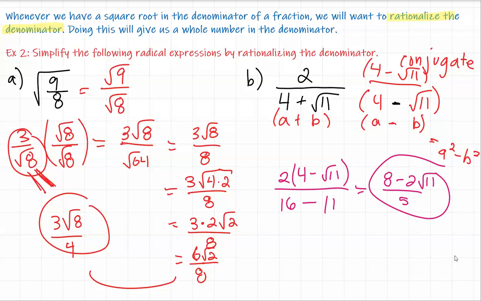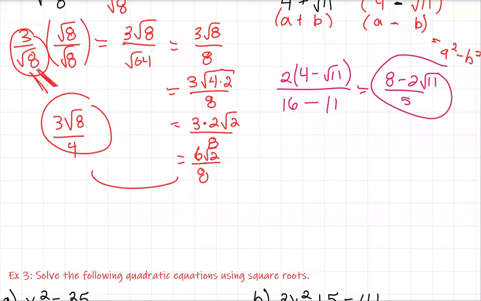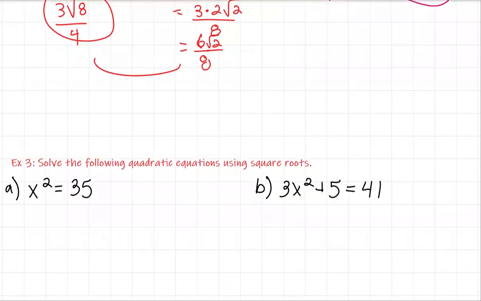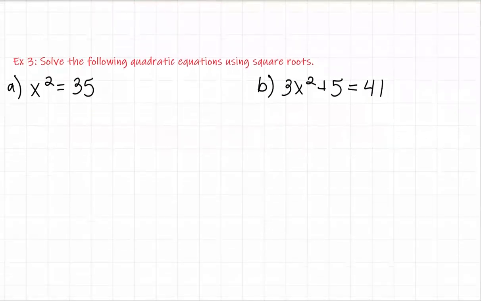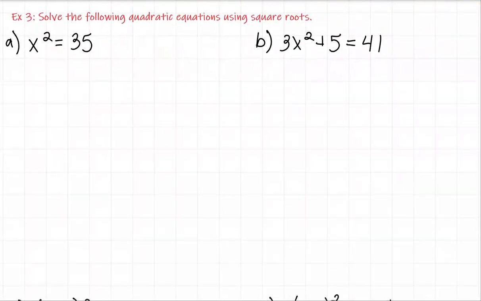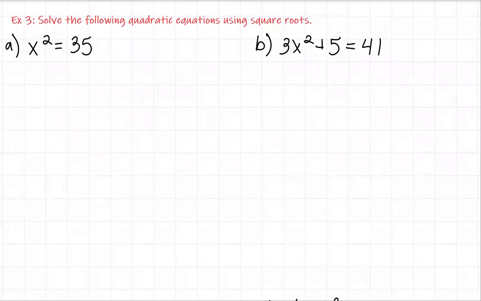Okay, hopefully that sounds pretty good. Let's go ahead and apply some of this stuff to solving quadratic equations. All right, so the name of the game when we're solving quadratic equations is we want to get the squared thing by itself. So then we can take a square root. Example A, or part A of this example 3. We have x squared is equal to 35. Once it's in this form, I can go ahead and square root both sides.